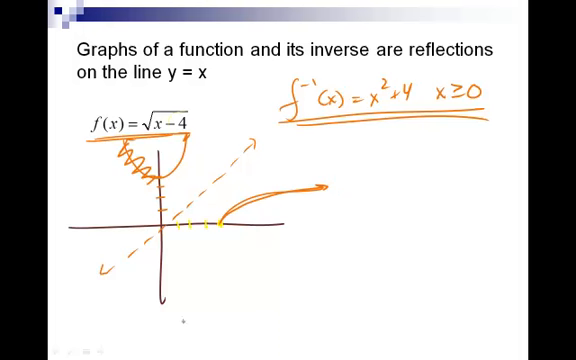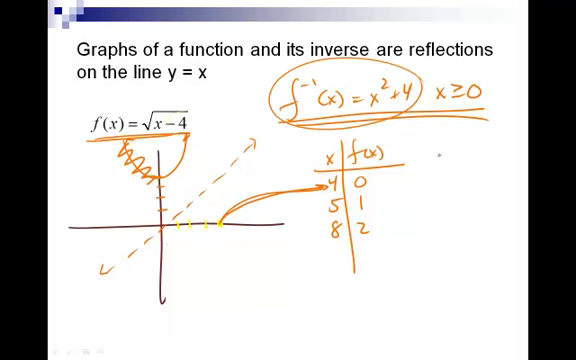I have both of my functions written here. For f of x, if I plug in x equals 4, y is 0. If I plug in 5, f of x is 1. If I plug in 8, f of x is 2. Take a look at my inverse, and look what happens. When x is 1, I get 5. When x is 2, I get 8. When x is 0, I should have done that first, I get 4. Do you see how the ordered pairs have all switched position?